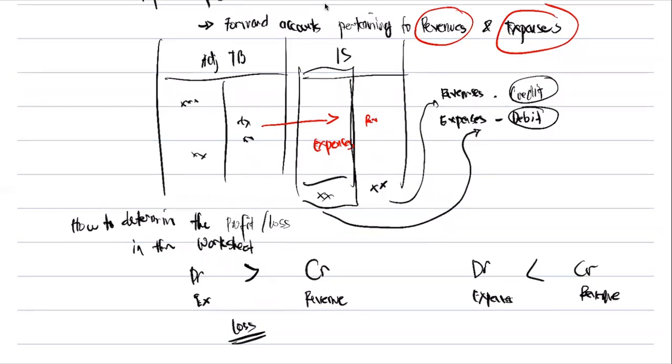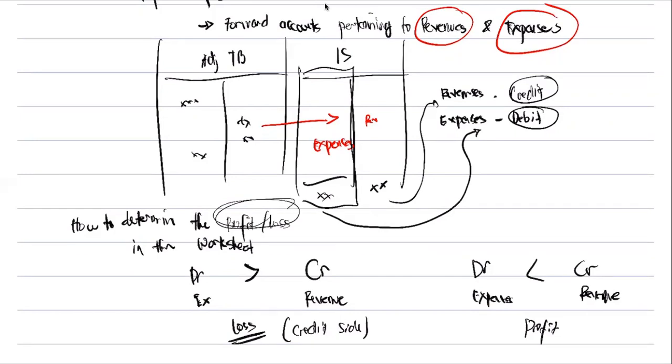But if your debit is lesser than your credit, meaning your expense is lesser than your revenue, this is a profit. Okay, and so guys, soon in the preparation of your worksheet, you will see that your debit and credit columns will not equal in your income statement. That is because of your profit or loss. So if your debit is greater than your credit, it means there is a loss. Okay, so where do we place a loss? Loss is placed on the credit side.